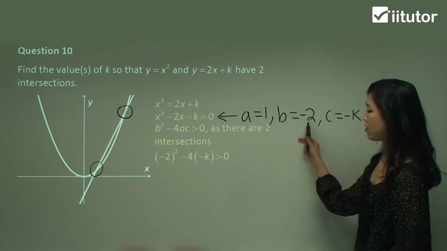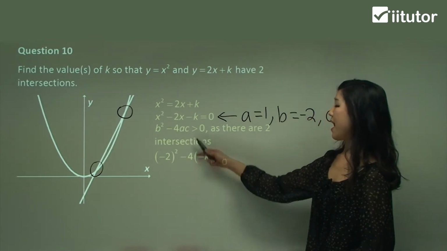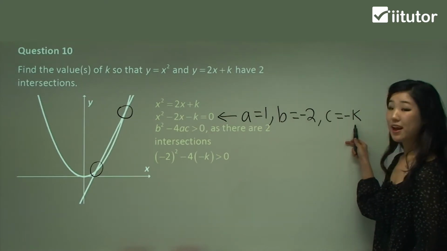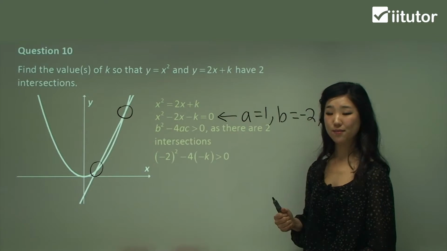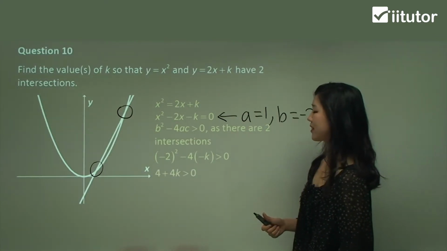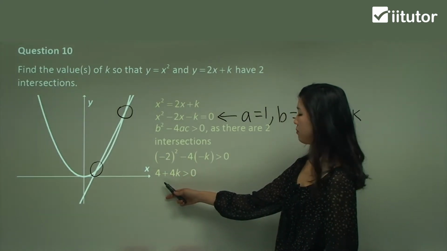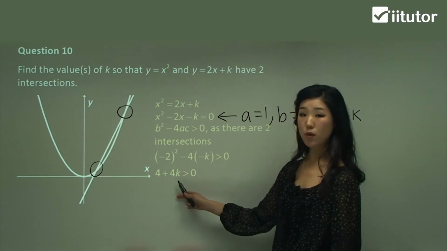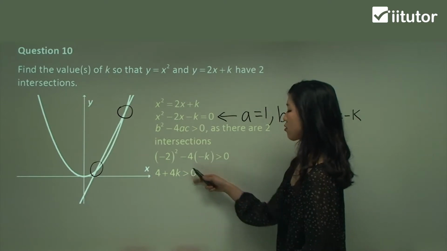b is negative 2, so I put negative 2 squared minus 4, okay. a is 1, so I don't really want to put that there. And c is simply negative k, so I just put negative k there, and that's all greater than 0. Okay. Let's simplify this. Negative 2 squared is 4, okay, positive 4. Negative 4 times negative k is positive 4k, right? So be careful with looking at your signs, and that's all greater than 0.